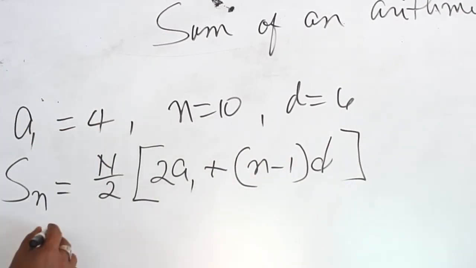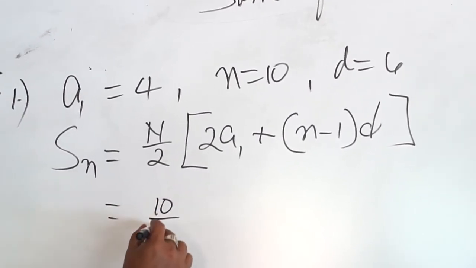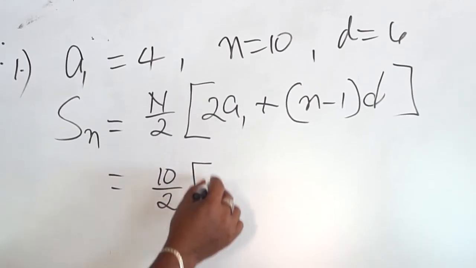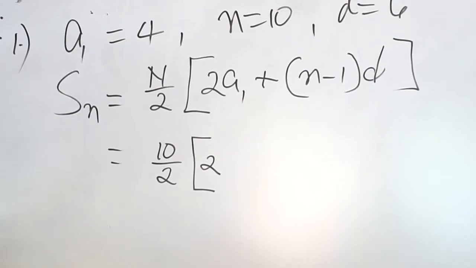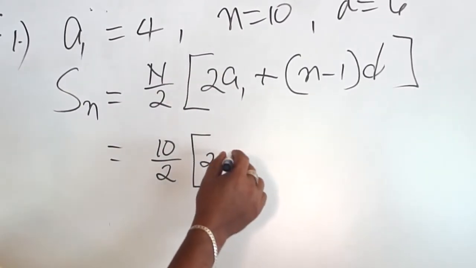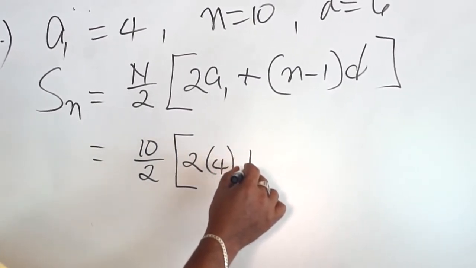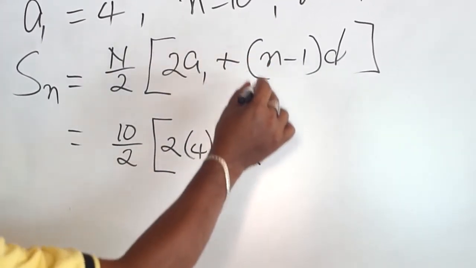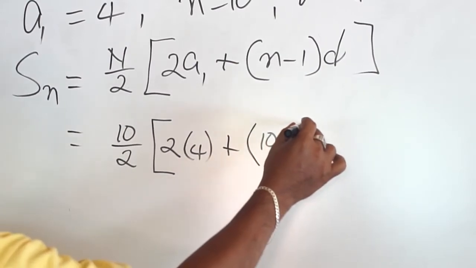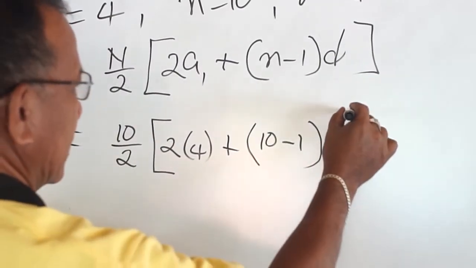Then substitute, we have the number of terms is 10, then over 2, then multiply it by 2, a, the value of a subscript 1 is 4. So multiply it by 4. Then plus open parenthesis, n is equal to 10, then minus 1, then close parenthesis. Then the common difference is 6.